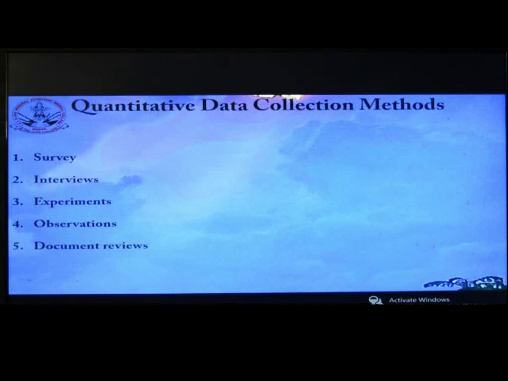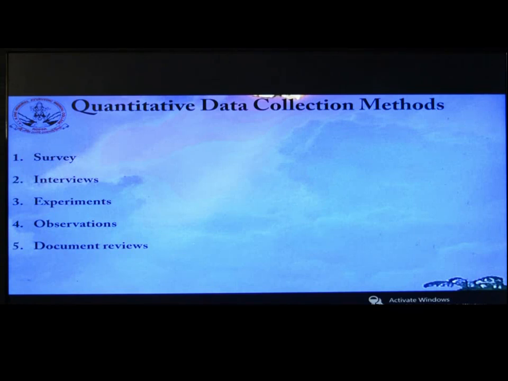Now you will see quantitative data collection methods. So one is survey, then interview, experiments, observations, document reviews. If we see surveys for quantitative data, they are usually based on closed-ended questionnaires, while we are also doing surveys for qualitative data, which are based on open-ended questionnaires. Self surveys, these are the self-completed surveys, telephone survey, internet survey, these all are used to collect data. These are immediate methods of data collection.